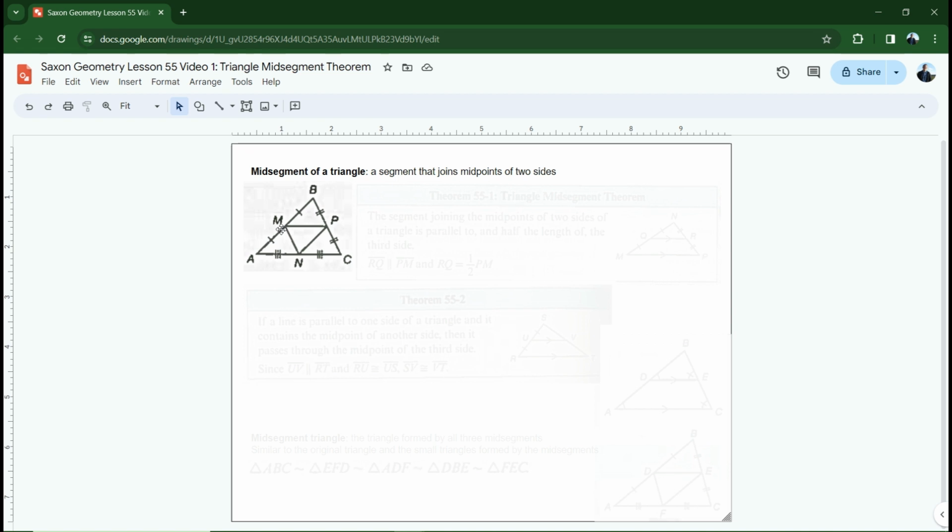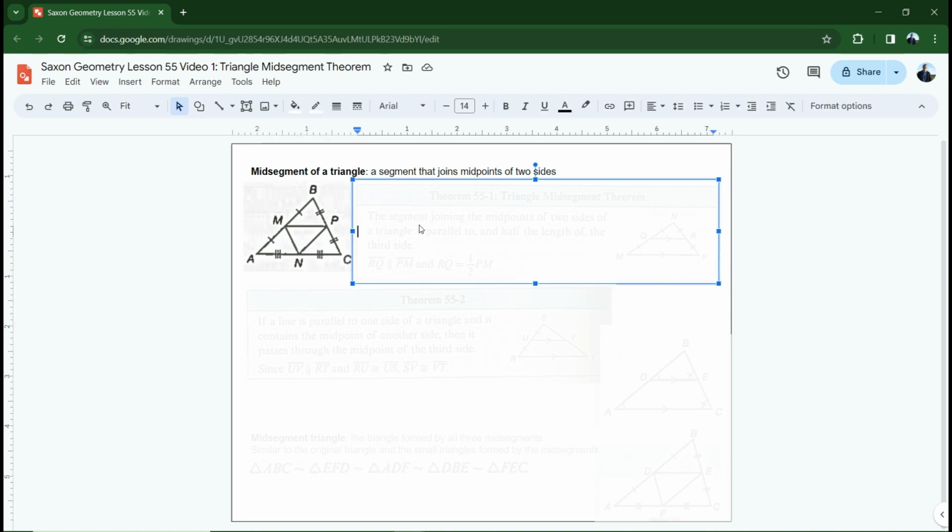But notice that I can join these two midpoints, M and P. I could join P and N, and I could join M and N. So there are three different midsegments that can be joined. And not only that, when you join those three midsegments, they also make a triangle in the middle of the triangle that has some special properties.